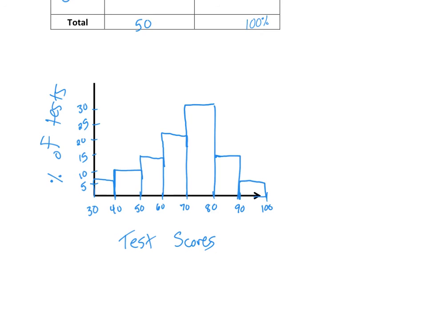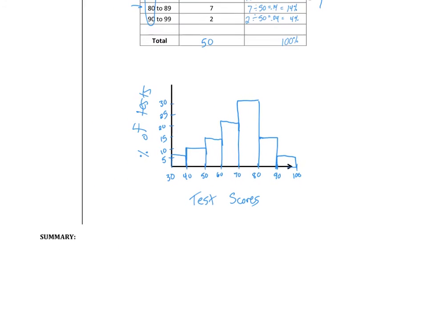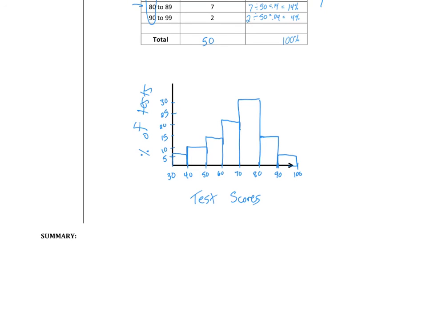So it might look a little different when you go by percentages instead of just the number of times it happens. It just kind of shows a little different way of how the data can be interpreted.